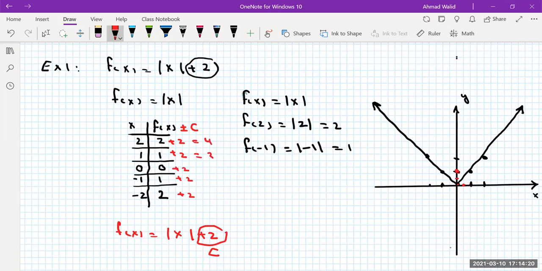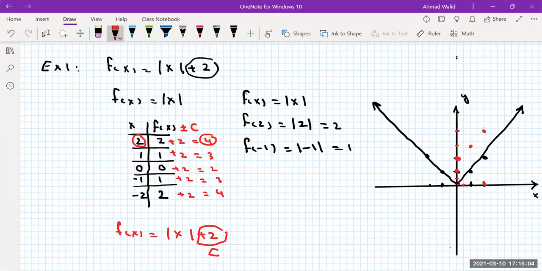4, 3, 2, 3, 4. Now, I will use my x and the new y, or the new f of x. When x is 2, y is 4. X is 2, y 4. 1, 2, 3, 4. 2 and 4 will be somewhere here. When x is 1, y is 3. x1, y3, this point. When x is 0, y is 2. x0, y2 will be here, this point.